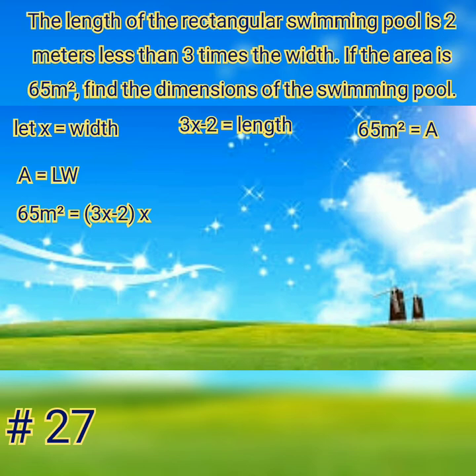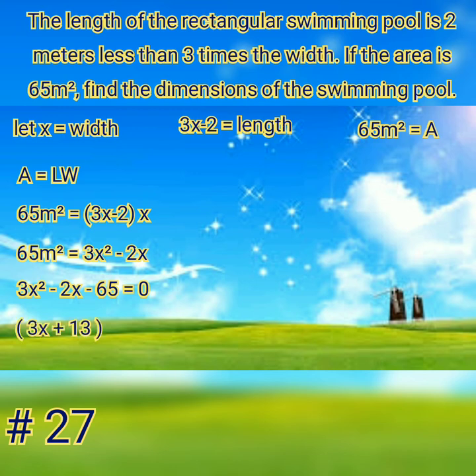Area is 65 square meters, the length is 3x minus 2, and the width is x. So, the working equation is 65 square meters is equal to the quantity of 3x minus 2 times x. By distributive property of multiplication, we have 3x times x is 3x squared and negative 2 times x is negative 2x. The equation will be 3x squared minus 2x minus 65 is equal to 0. By factoring, this will be the quantity of 3x plus 13 times the quantity of x minus 5.